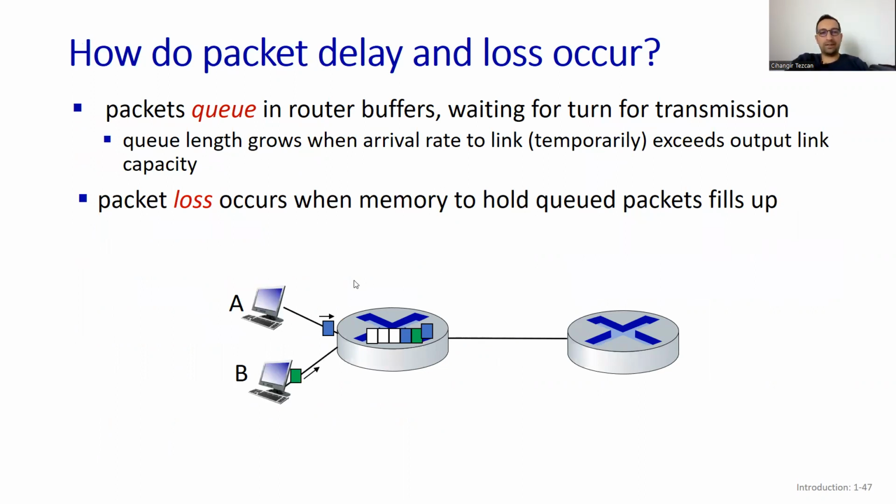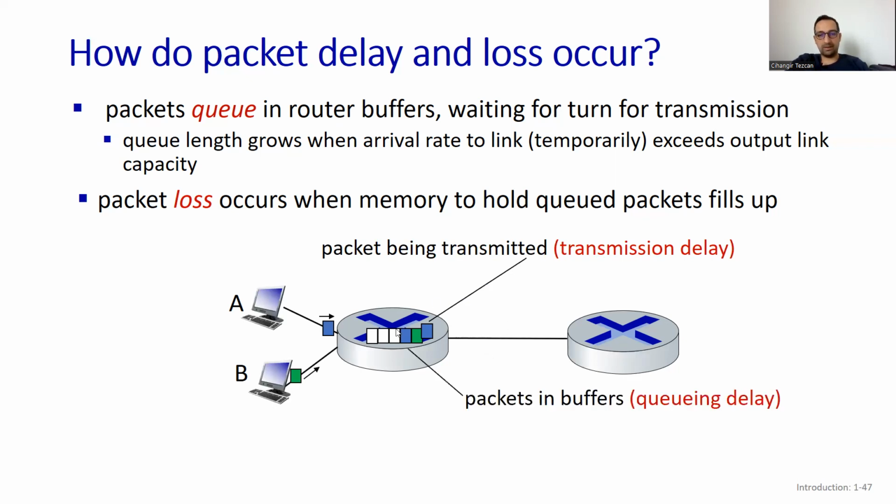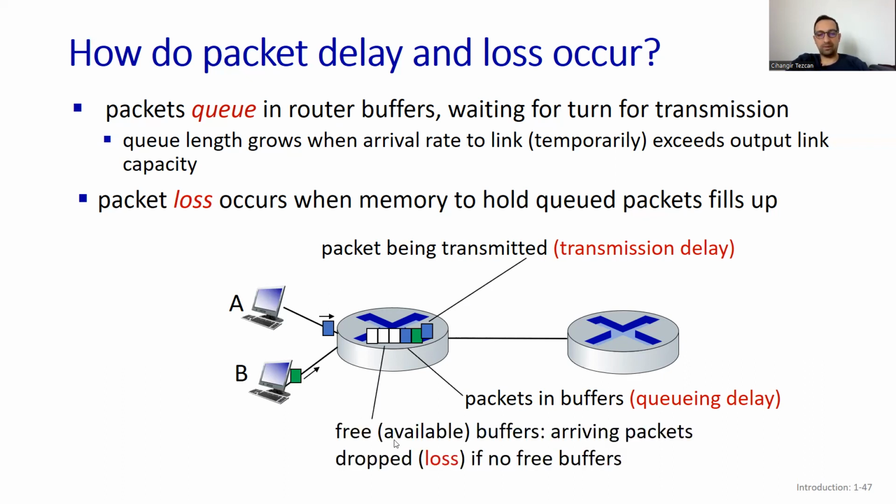Packets queue in router buffers, as we mentioned before, waiting for their turn for transmission. Queue length grows when arrival rate to link exceeds output link capacity. Packet loss occurs when memory to hold queued packets fills up. Okay, so these are packets being transmitted, and these are packets in the buffer, queuing delay. Of course, with new devices, the buffers are increasing, but if this speed is higher than this one for a long time, regardless of your buffer size, some packets will be lost anyway.